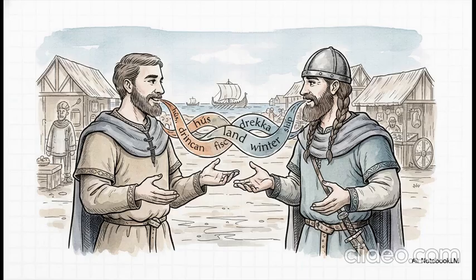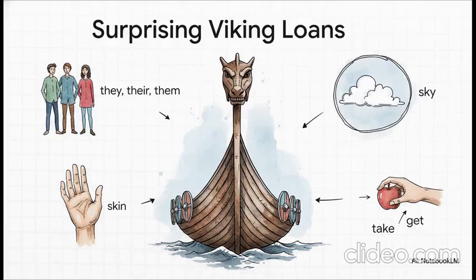Okay, so first up are the Vikings. They raided and eventually settled all over England. And here's the interesting part. Their language, Old Norse, was also a Germanic language, so it was similar enough to Old English that they could kinda sorta understand each other, which made swapping words back and forth super easy.